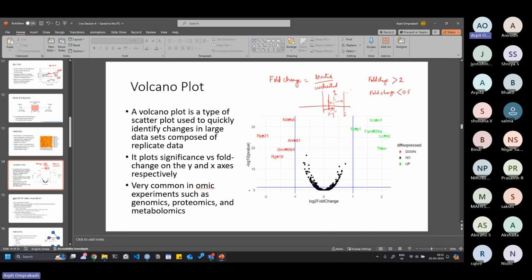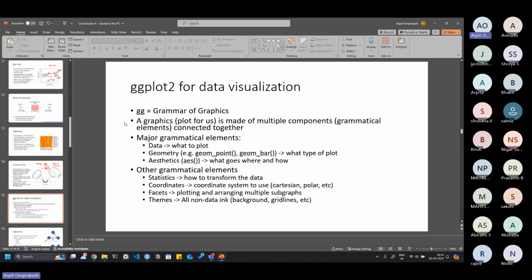And the other line here is basically for p-value 0.05. So anything that falls on this side of the plot, volcano plot, is basically down-regulated. Anything that falls on this side is up-regulated. And things in the middle are either not down-regulated or up-regulated enough, or they are non-significant statistically. Right. Then we talked about ggplot.